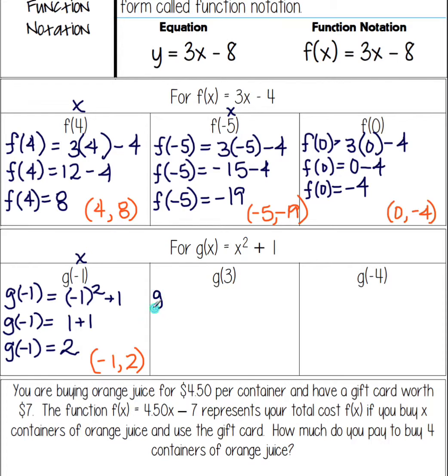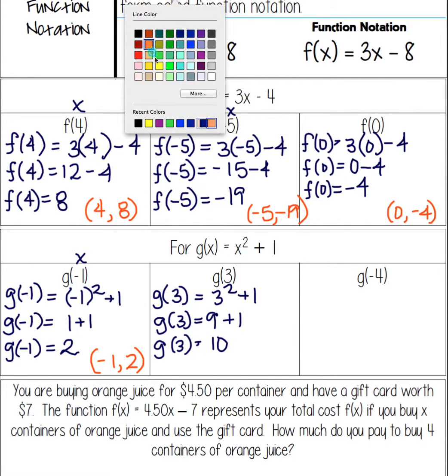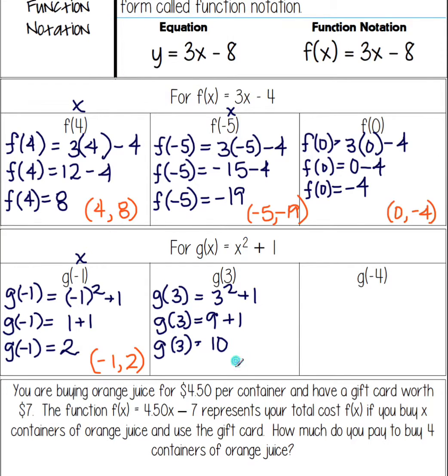So working with g of 3, we would have 3 squared plus 1. So g of 3 equals 3 squared, which is 9, plus 1. So g of 3 equals 10. So our input value is 3 and our output value is 10.